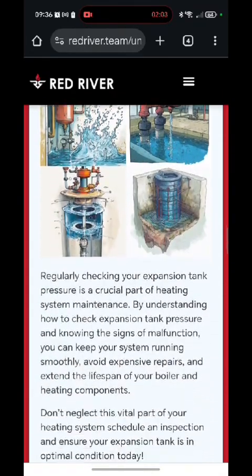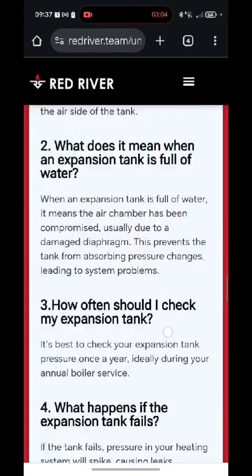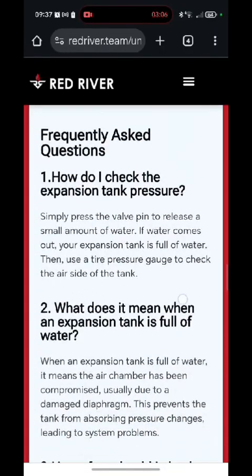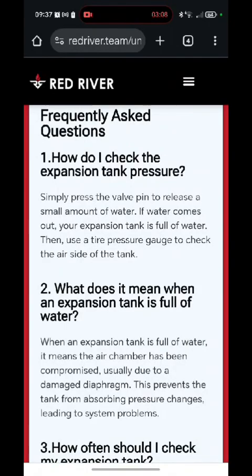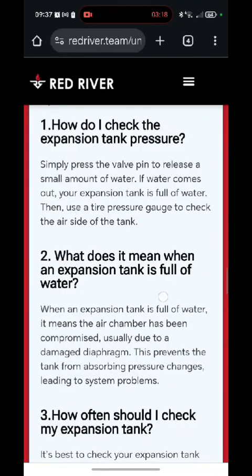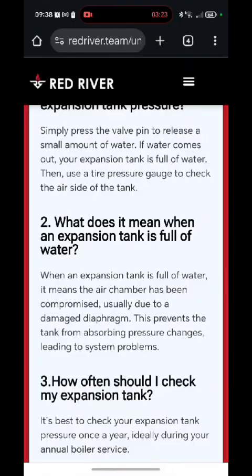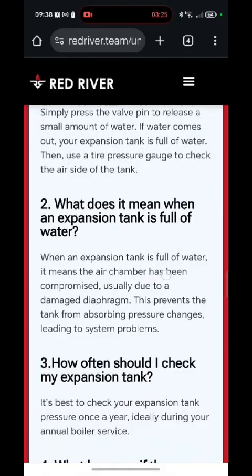If we keep going down, these are all different things, but now we're going to go through these points here. It says, how do I check the expansion tank pressure? Simply press the valve pin, or as we were describing, the Schrader valve, to release a small amount of water. If water comes out, your expansion tank is full of water. Then use a tire pressure gauge to check the air inside the tank.